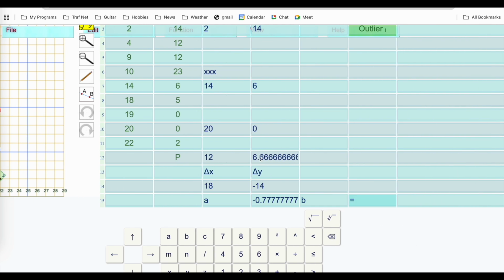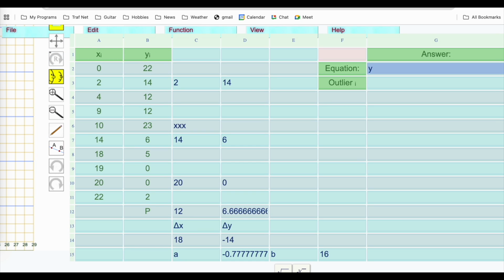The B for this point, this is my Y value, that's my X value, so it's Y minus the A times the corresponding X is 16. Our equation is Y is equal to negative 7 over 9 X plus the B value is 16.